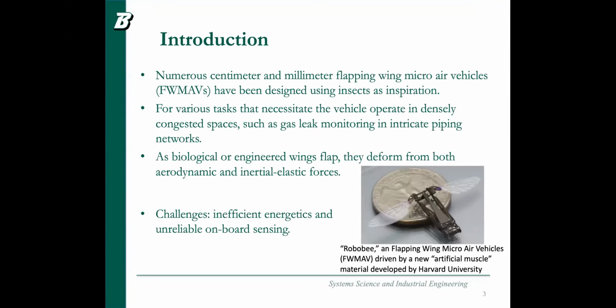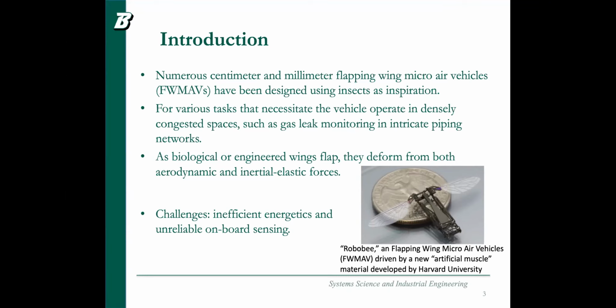So first of all, currently there are numerous centimeter and millimeter flapping wing micro air vehicles that have been designed using insects as inspiration, such as the picture at the bottom right. It shows a RoboBee. It is a flapping wing micro air vehicle designed and developed by Harvard University. They spent like one or two decades to develop this kind of new robot for multiple applications.